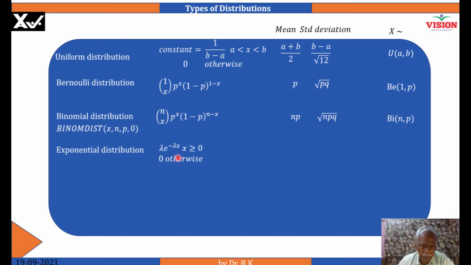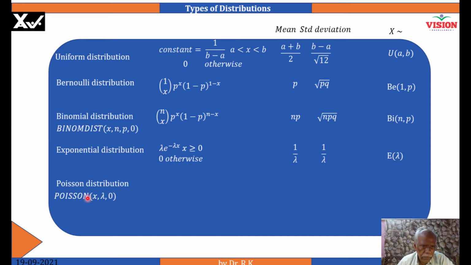Exponential distribution is given by the function y is equal to lambda e power minus lambda x, where x is always greater than or equal to 0. And if it is less than 0, it is 0. And the mean is given by 1 by lambda, and standard deviation also is given by 1 by lambda. X is distributed exponentially with the constant lambda.